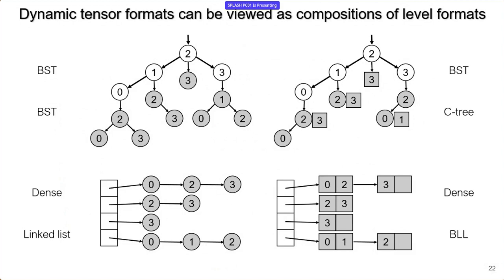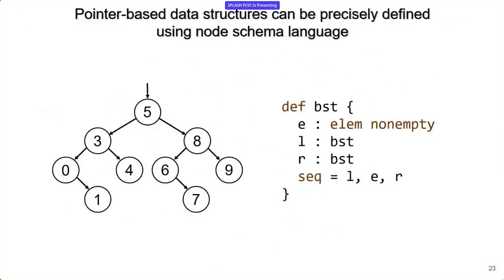But now you realize there are so many different combinations of data structures you can use. Algorithms people go happily writing very thick books about hundreds of different data structures. Now we, as compiler people, have to deal with that. So how do you do that? We came up with a language called a node schema language to precisely define these data structures.